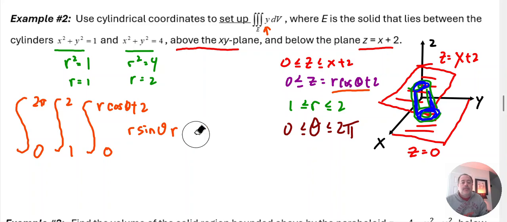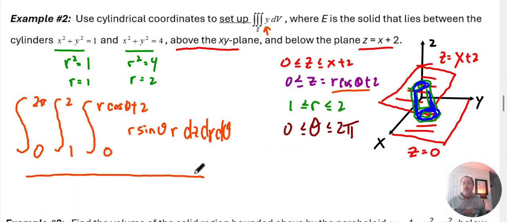Sorry, let me erase that. dz, dr, and then d theta. And so this is the setup for this problem. So we're going to leave it right there for that one.